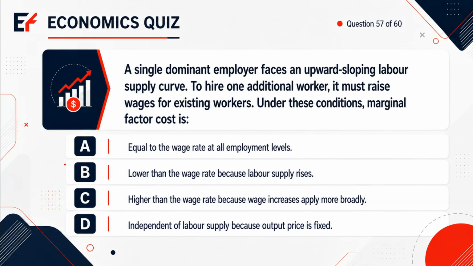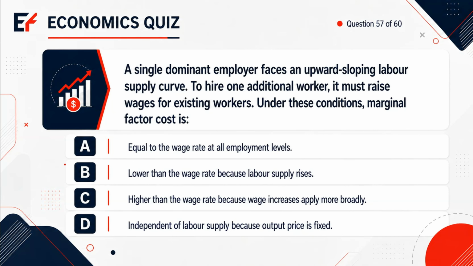Question 57. A single dominant employer faces an upward-sloping labor supply curve. To hire one additional worker, it must raise wages for existing workers. Under these conditions, marginal factor cost is A, equal to the wage rate at all employment levels, B, lower than the wage rate because labor supply rises, C, higher than the wage rate because wage increases apply more broadly, D, independent of labor supply because output price is fixed.